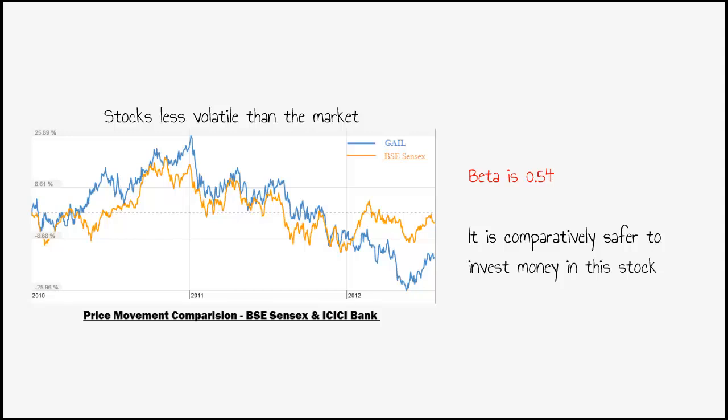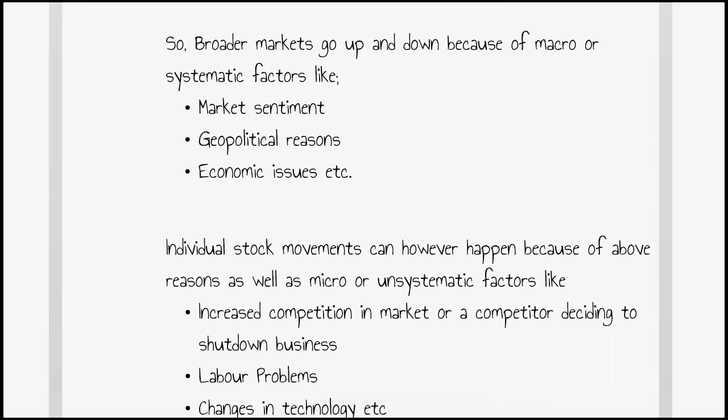But then for a second look back at the diagram, 0.54 beta should ideally mean that the volatility in GAIL stock should be much lesser than the market. But we actually don't observe it over here. And why is that so? That is because market movements are not the only reason why stocks move up or down.